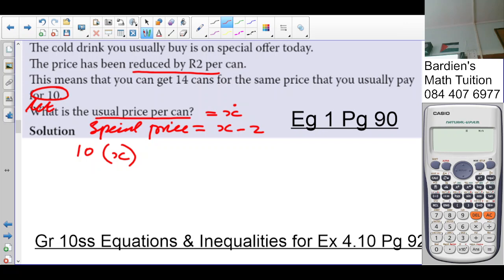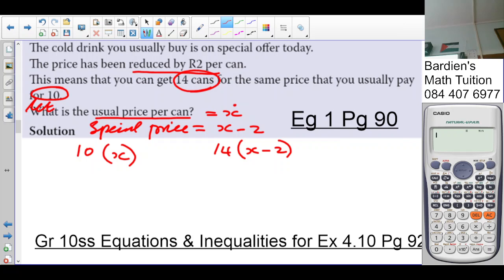Now we are told that the price is reduced by 2 rand, but how many cans do they get now? 14. So it's going to be 14 times x minus 2. So again, just take one step back. 10 times x will give you the total cost for 10 cans at normal price, whereas this 14 into x minus 2 is 2 rand less for 14 cans.